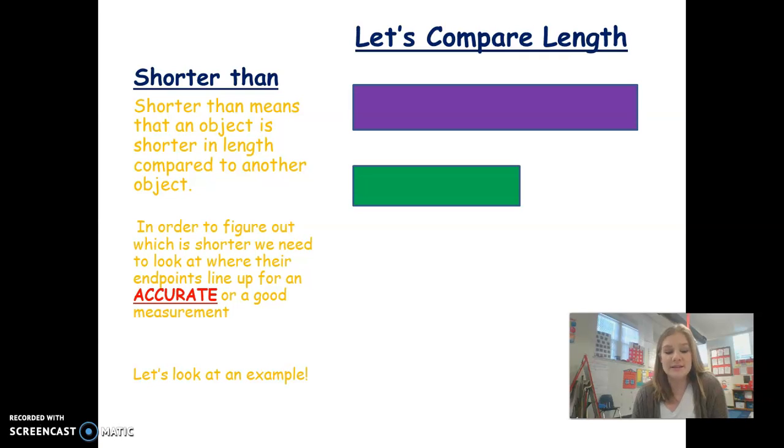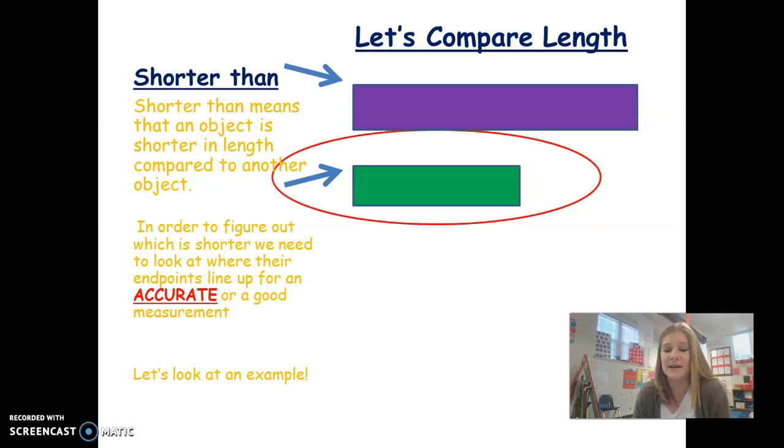So on this, the endpoints of these rectangles start right here, and I can tell that they are lined up, so it will be an accurate measurement. If those endpoints weren't lined up, so if that green rectangle was sitting right in the middle of the purple one, it wouldn't be accurate. The ends of the rectangles need to be lined up, and they are. So I can look back at these two rectangles and say, that green rectangle is just not going as far as the purple rectangle is. So I know that that green rectangle is going to be shorter than the purple rectangle.